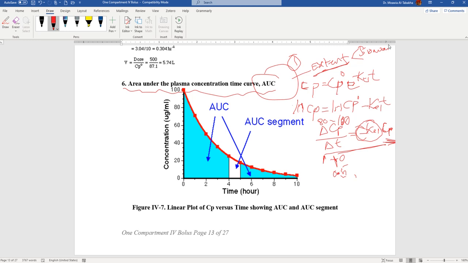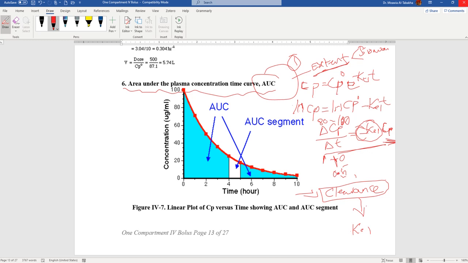The second importance of AUC is that it can allow us to calculate the clearance of the drug. Clearance. And this is a very important thing, similar to Kel. Now this clearance is very important because clearance is used to design the dosage regimen. When we design the dosage regimen, we need to know the clearance of the drug in the patient.